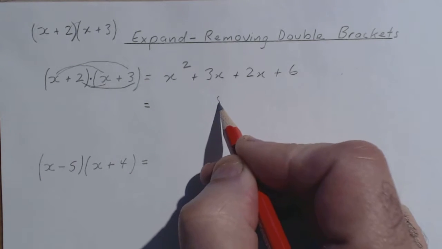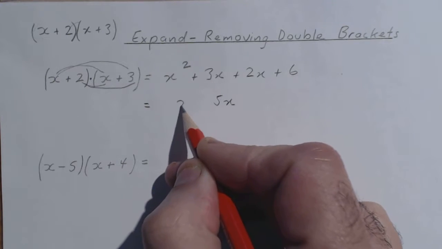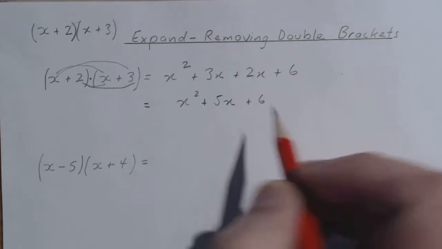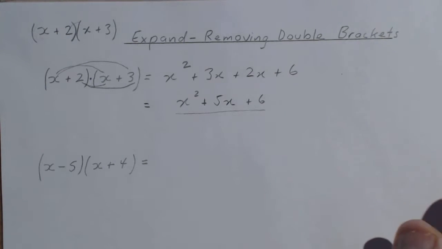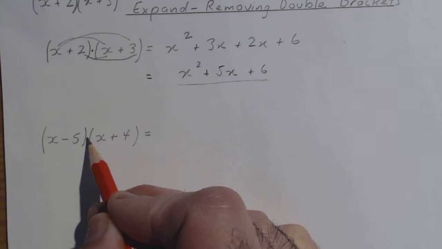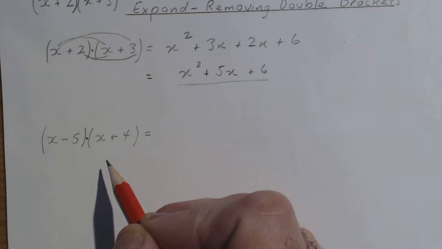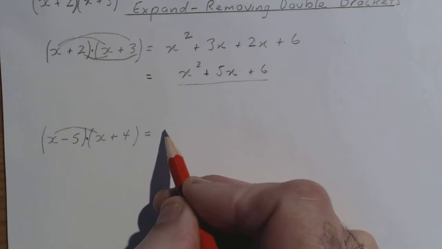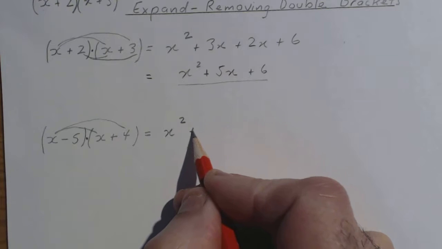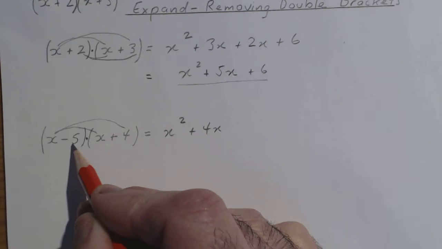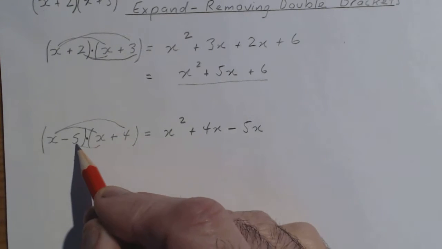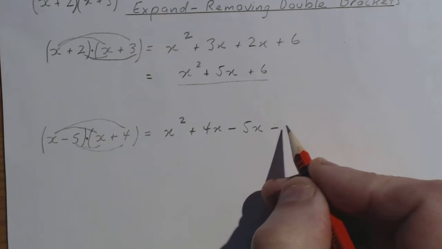3x plus 2x gives 5x. We have x squared on its own there, and we have plus 6 on its own there. And that's our final result. This one here, we have x minus 5 times x plus 4, both in brackets. We go x times x, x squared. X times plus 4 gives plus 4x. We have minus 5 times x gives minus 5x. We have minus 5 times 4 gives minus 20.